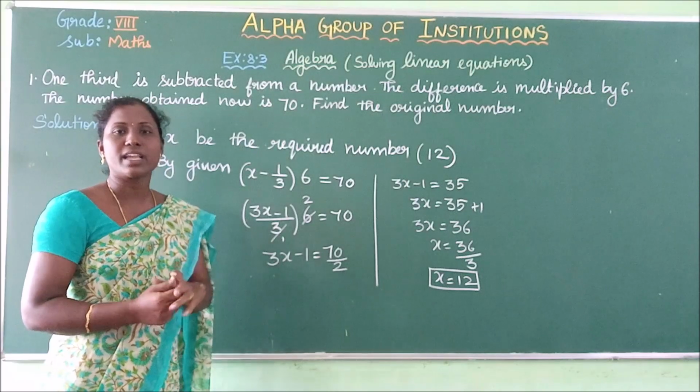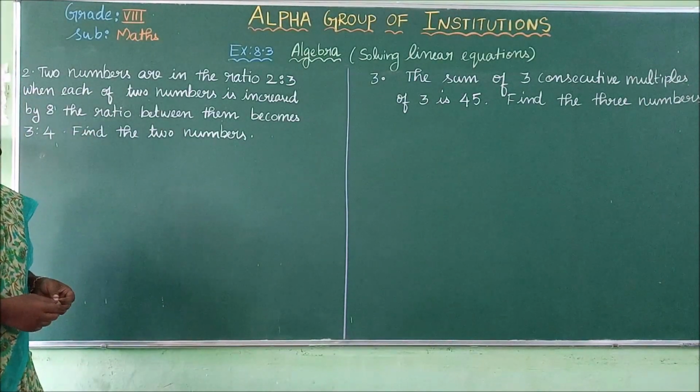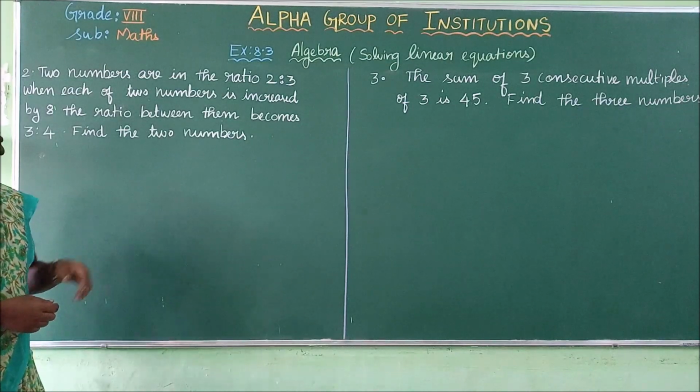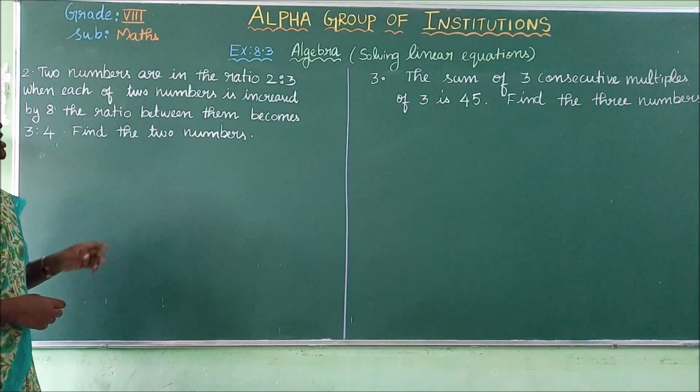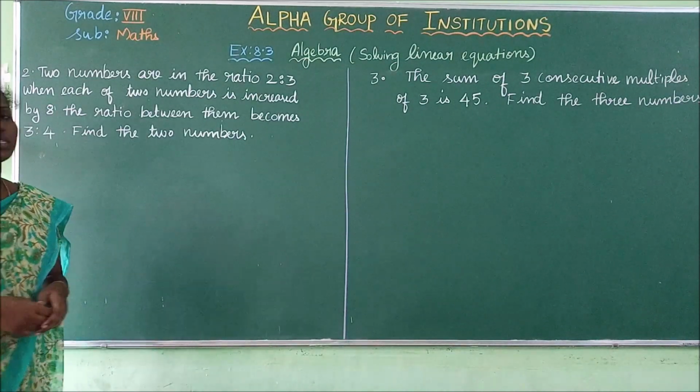So we will solve the second problem now. See the next problem. Second problem: two numbers are in the ratio 2:3. When each of the two numbers is increased by 8, the ratio between them becomes 3:4. Find the two numbers. This is the question.